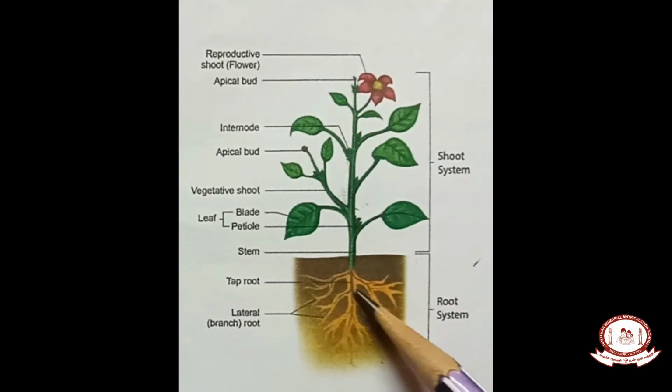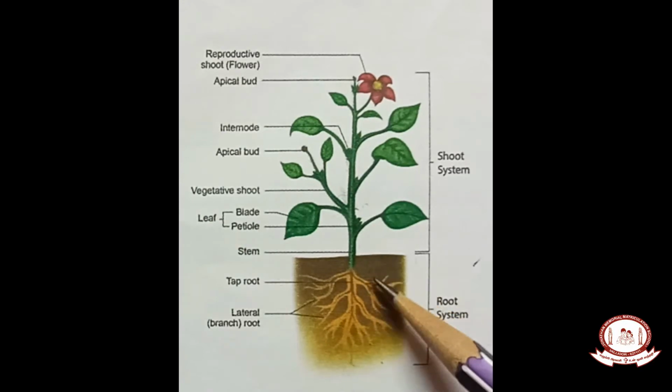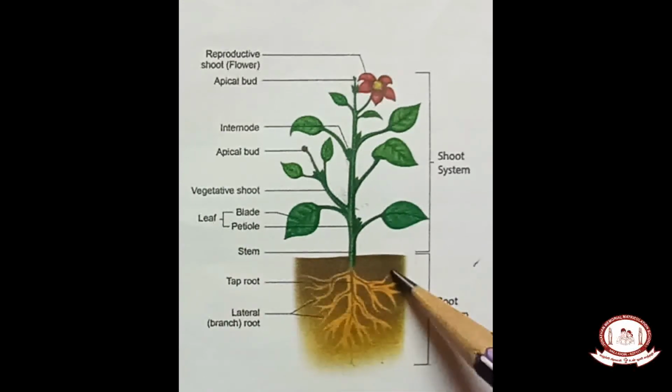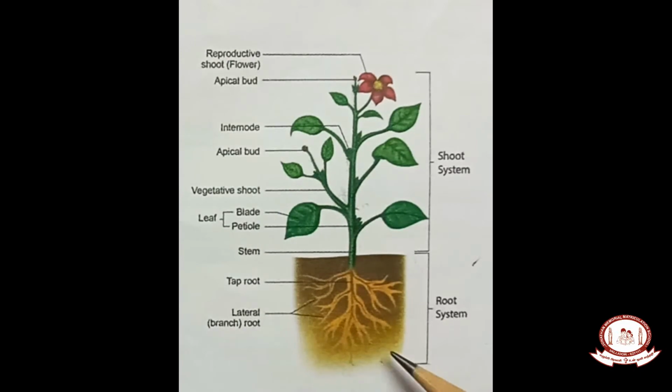Now see here, this is a type of root called taproot system, and you can see there is a main root, and from the main root there are small roots, they are called secondary roots. From the secondary roots there are small hair-like structures, they are called tertiary roots, and all these roots are meant for absorbing water and minerals from the soil. That is the function of the root.